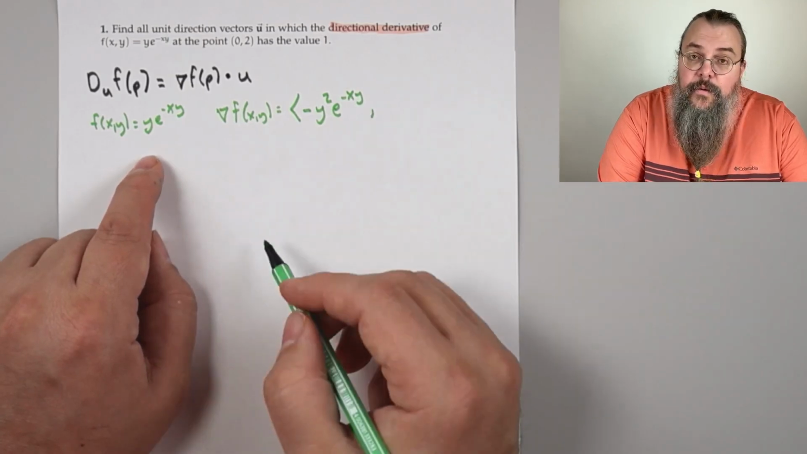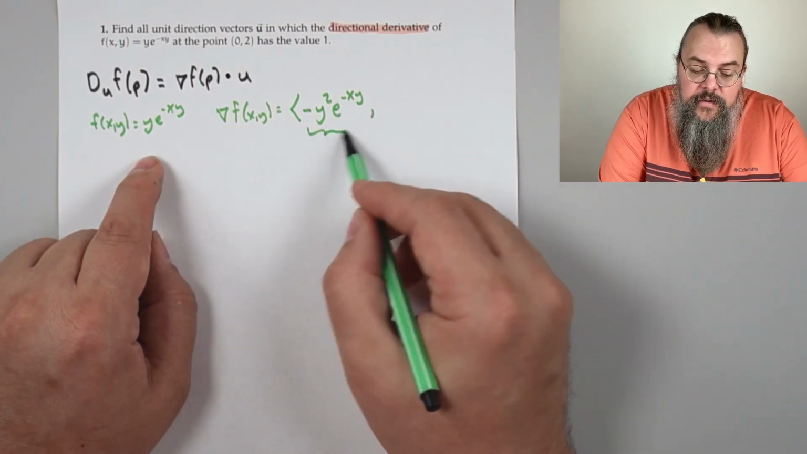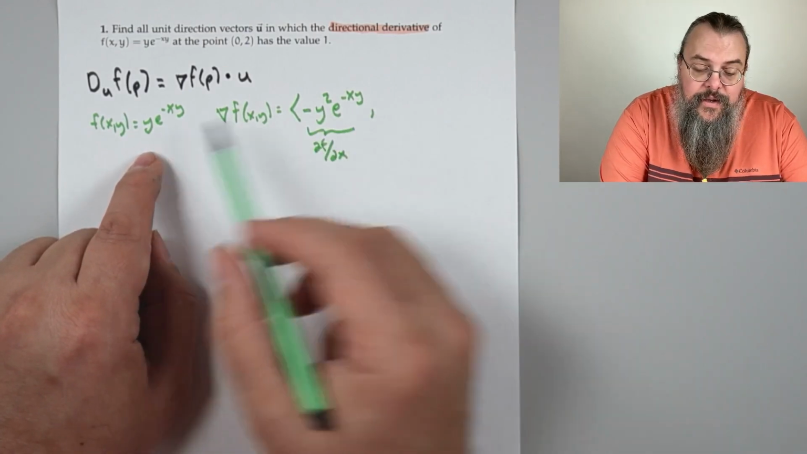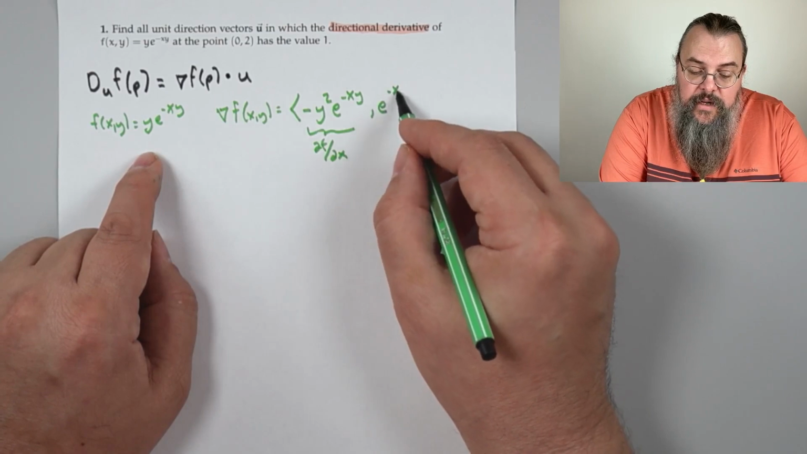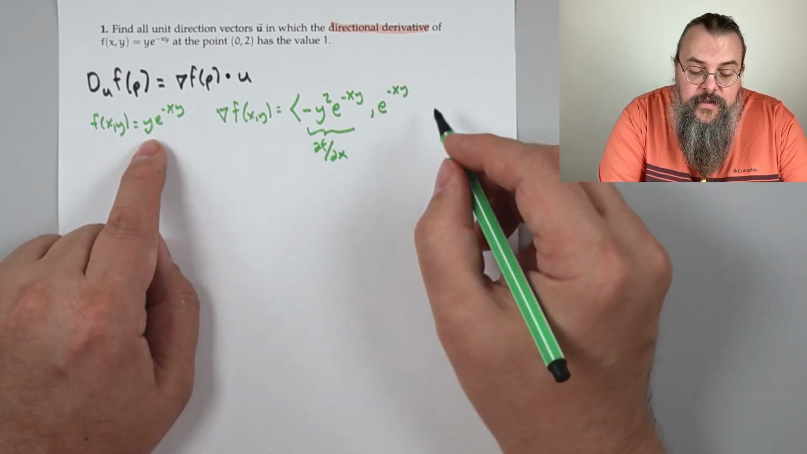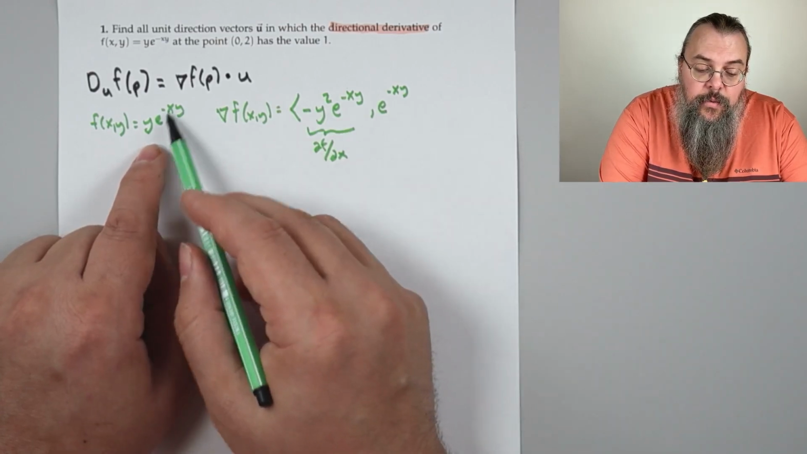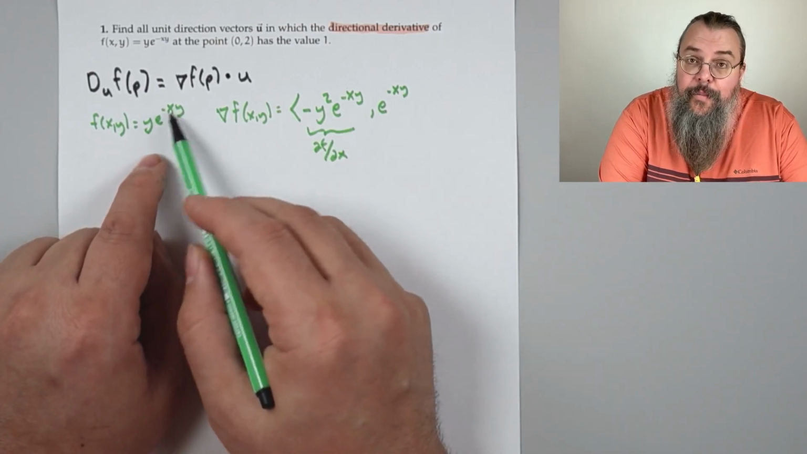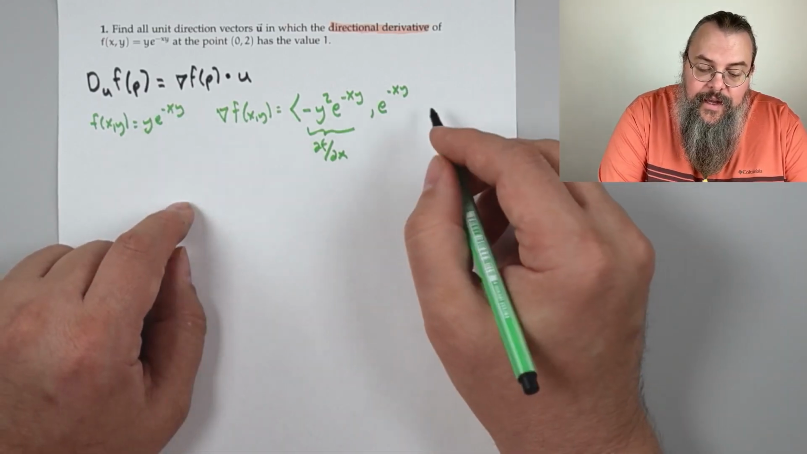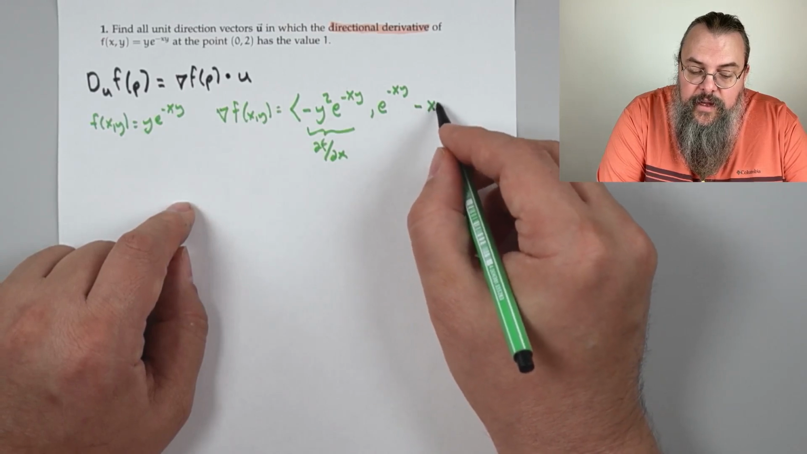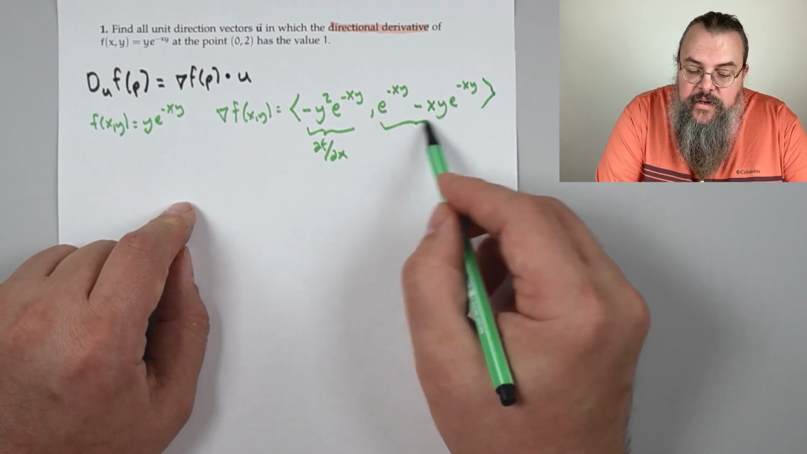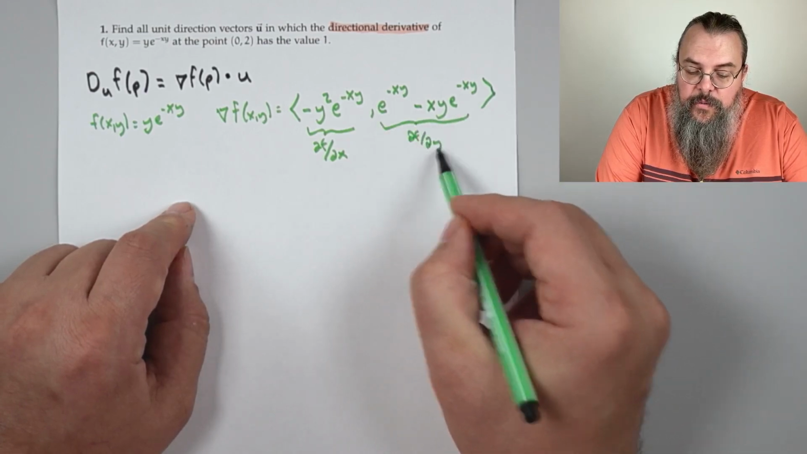And then for partial f, partial y, this is partial f, partial x, product rule, because there's two y's. Derivative of the first, e to the minus xy, times the second, and then the first, y, times the derivative of the second. Well, now y is the variable, and minus x is a constant. So that comes down, so we get minus xy e to the minus xy. All right, so there's our partial f, partial y.